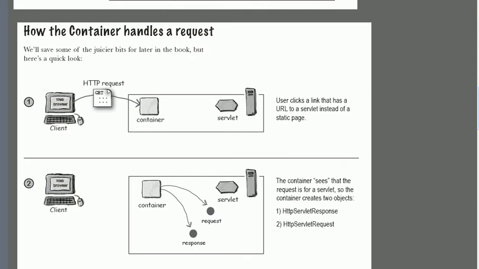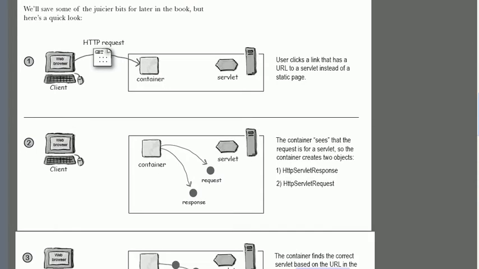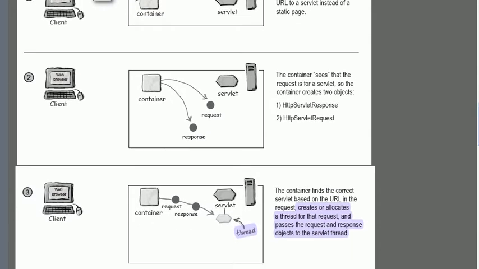Let's take a look at what the container does to handle a request. Basically the server receives a request and forwards the request to the container. The container then creates a request object and a response object. After creating the request and response objects, it creates or allocates a thread for that request and passes the request and response objects to the servlet thread.